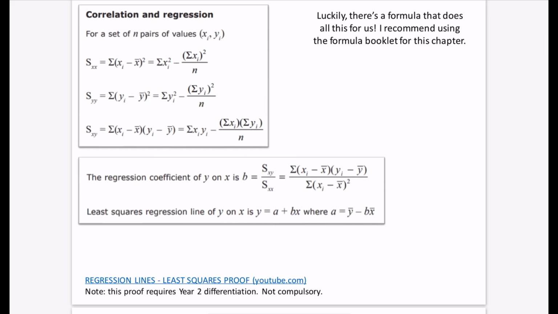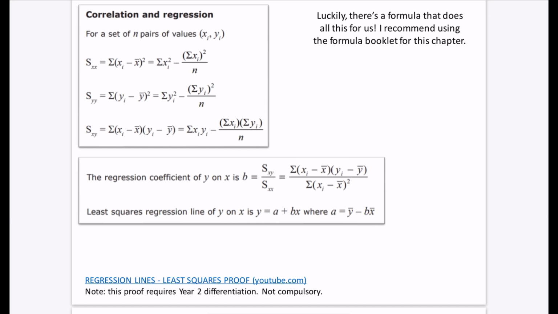Now, normally, I'd like to do proofs for things, but seeing as this is the first chapter of Further Stats 2, it's likely that you haven't done some of the stuff that you need for this. So the proof, if you do want to prove why B is equal to this thing and A is equal to this thing, you can click this link that we have here. It's fully hyperlinked in the PDF, but it does require some year 2 differentiation. It's of course not a compulsory proof, and it is quite challenging. So I just thought it made sense to use the formula book for this kind of stuff that we've got here. It's quite challenging, but it's definitely something that is doable.